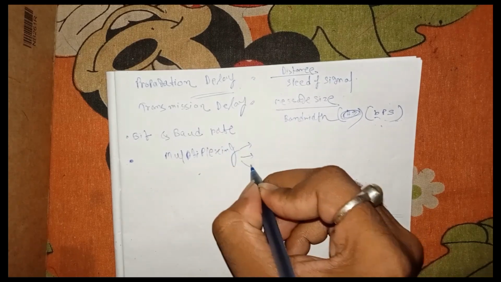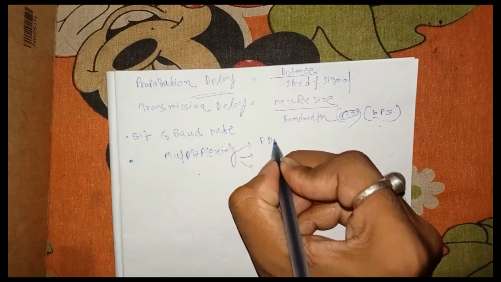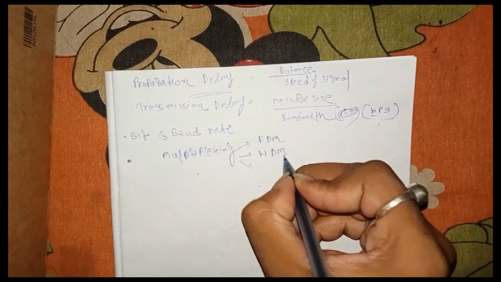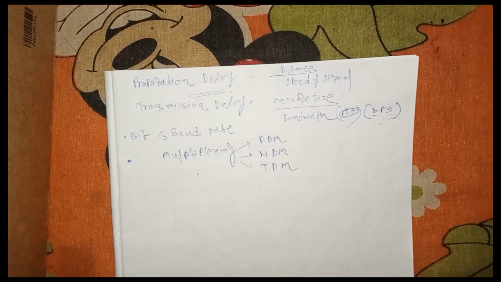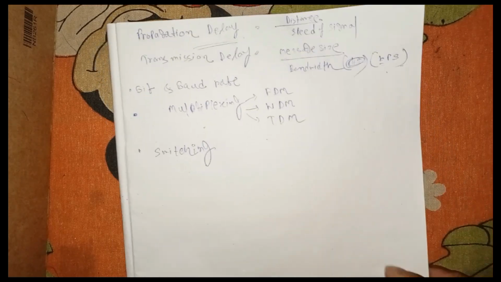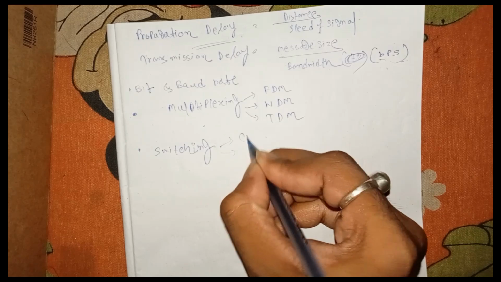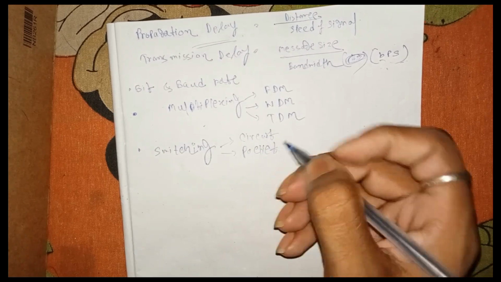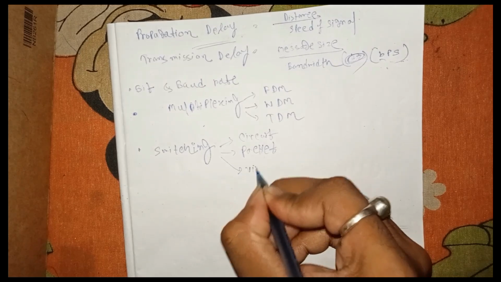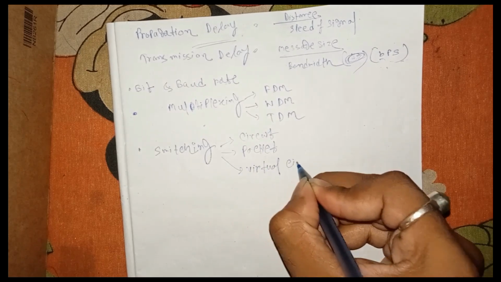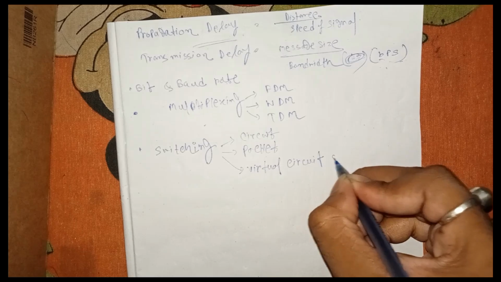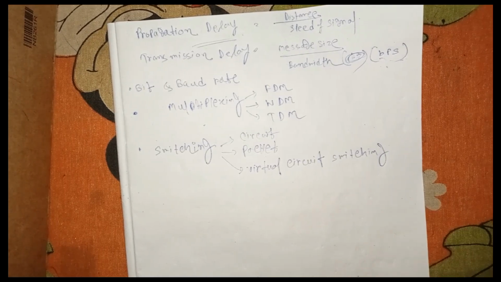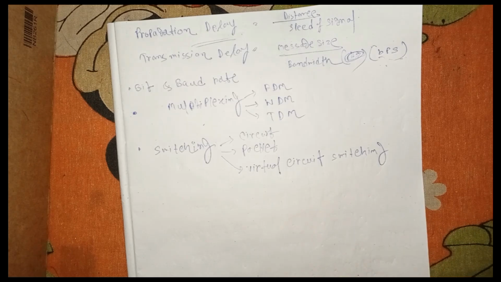In multiplexing we have three types: FDM, frequency division multiplexing, wavelength division multiplexing, and time division multiplexing. Also switching, like circuit switching, packet switching, and also virtual circuit switching. This will be important.